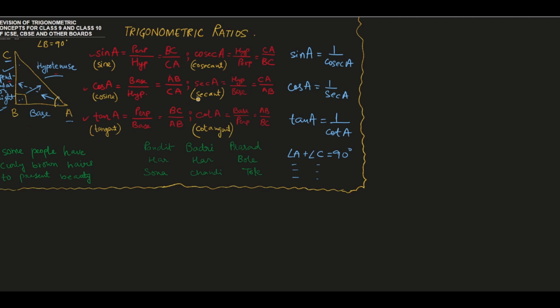There are one or two terms related to these ratios only. Here, tan A can also be written as sin A divided by cos A. Similarly, cot A can also be written as cos A divided by sin A.